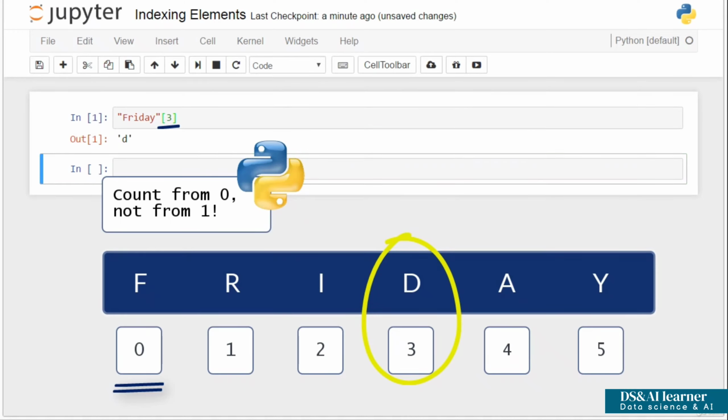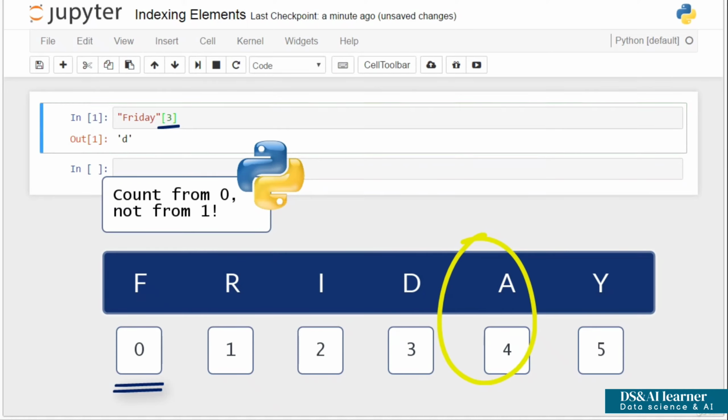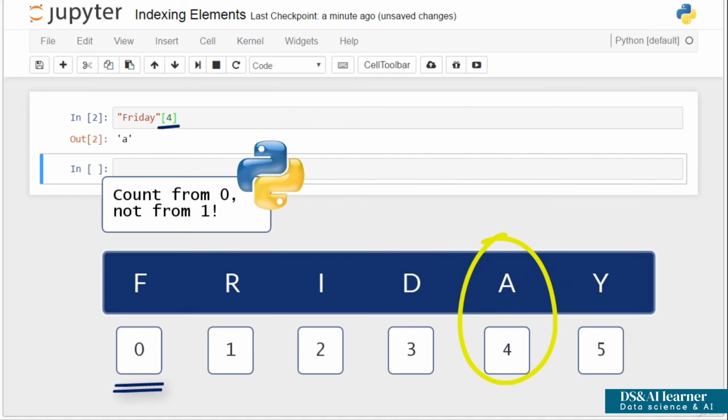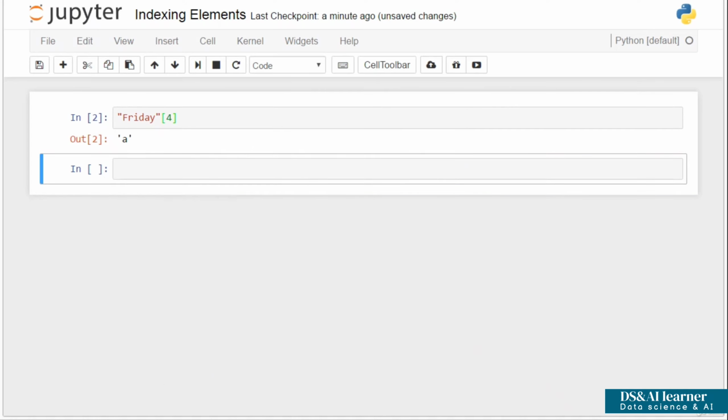See? And we obtain the letter D. Had we put 4, we would have obtained the letter A. This is the syntax in this occasion. Square brackets right after the word, or the string of characters if you wish, and a number indicating the position of interest. This is how indexing works in Python.